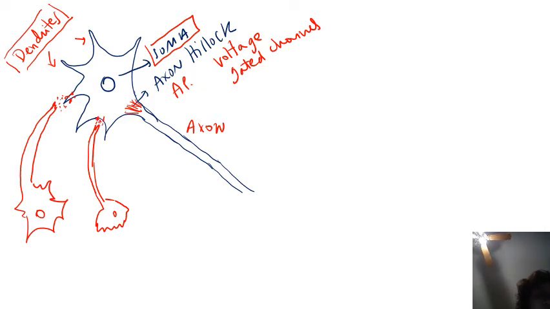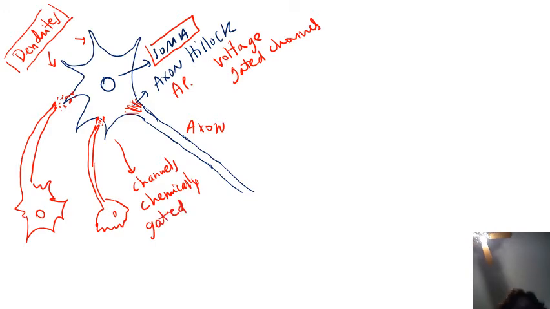The receptor regions contain channels that can receive the neurotransmitter, so will be chemical channels, chemically gated channels. The stimulus then creates a graded potential that travels to the axon hillock, where voltage-gated channels will initiate an action potential.